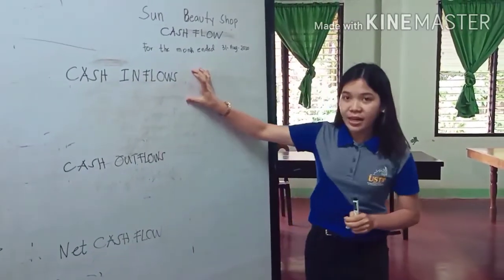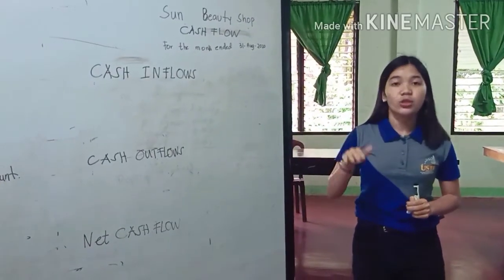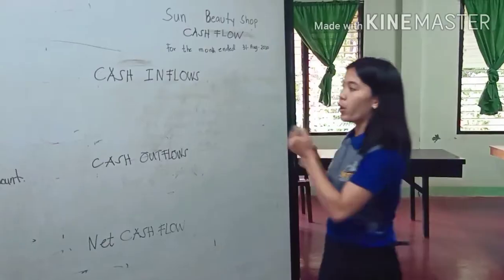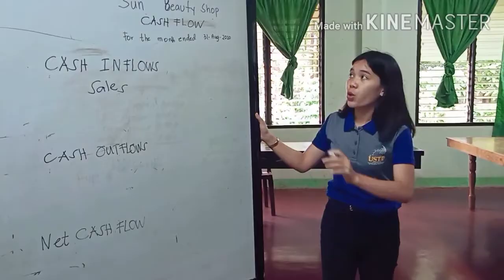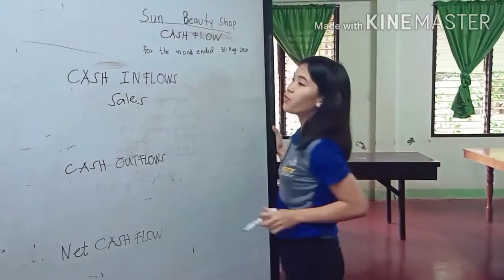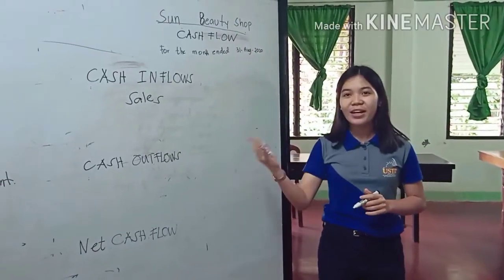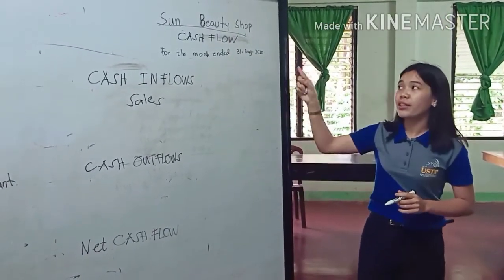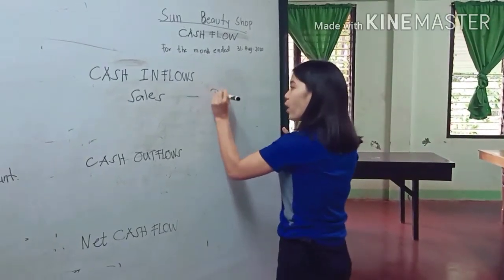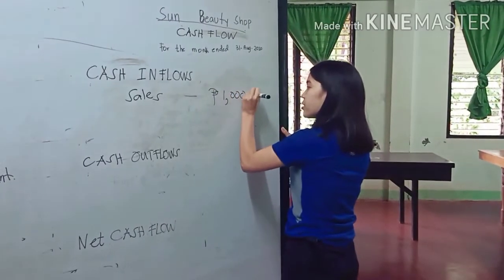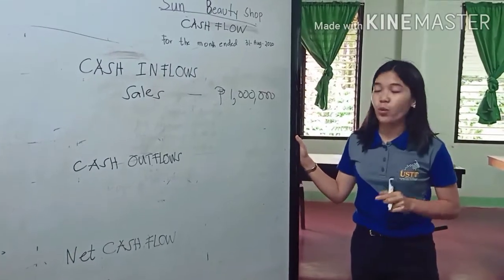Okay, what is in the cash inflows? Cash inflows is all the money that enters your business. Just for example, you have your sales. If you have your Sun Beauty Shop, of course, your sales is about beauty, right? Soap or whatever that is aligned with your beauty shop. Example is your sales. You have 1 million of sales. That would be your sales in the month of August 2020.